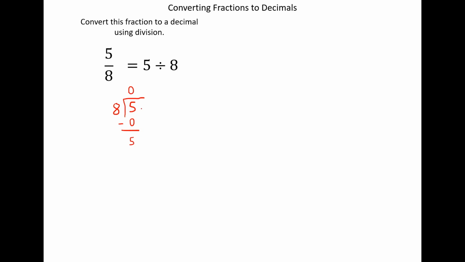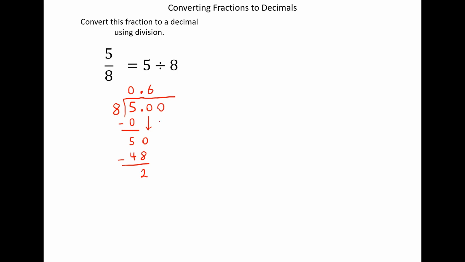So what I want to do here is add a decimal and add a 0. I'm allowed to do that because technically speaking, 5 is the same as 5.0. But since I added a decimal here, I have to add it up here as well. I'm now going to bring down my 0 to make the 5 into a 50. Now, how many times does 8 go into 50? 6 times, because 8 times 6 is 48. Now, I'm going to subtract 48 from 50 to get a remainder of 2.